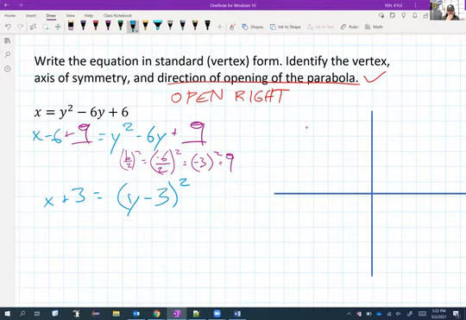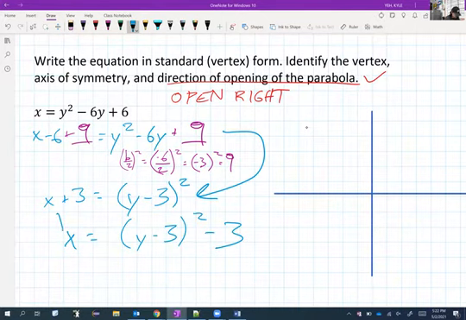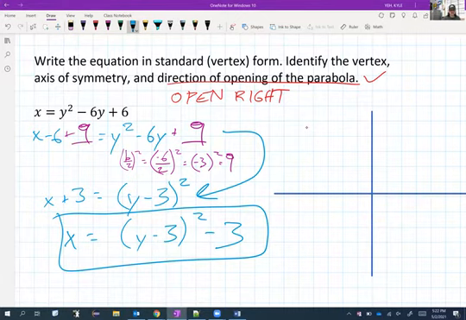I want you to pause and think about that for just a second. Make sure you feel good about that. That y minus 3 squared came from y squared minus 6y plus 9, and that factoring makes sense. Because if it does, we're almost there. Last step to get it in standard vertex form: x equals y minus 3 squared minus 3. So completing the square enables us to get this in vertex form.